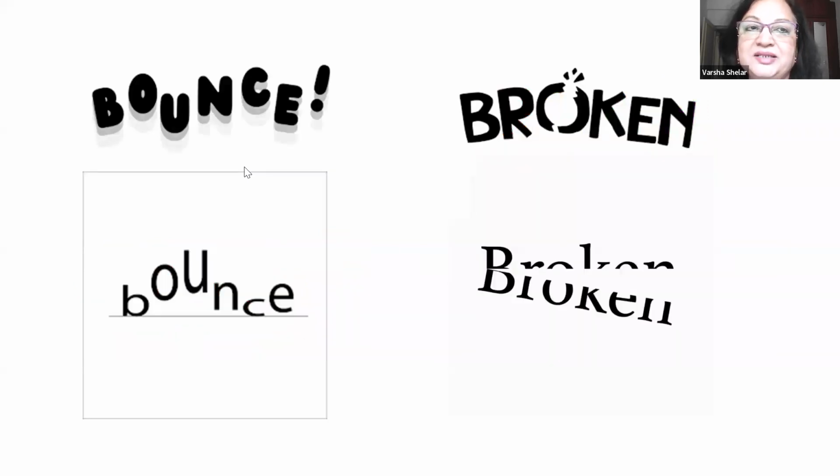I'll show you some more nice examples. See the word bounce. There are millions of ways you can write this word just by using typefaces. It's just the way you put it together. You don't have to show anybody bouncing, isn't it? The word itself is bouncing, the way you have placed it. So that is what we call expressive typography.